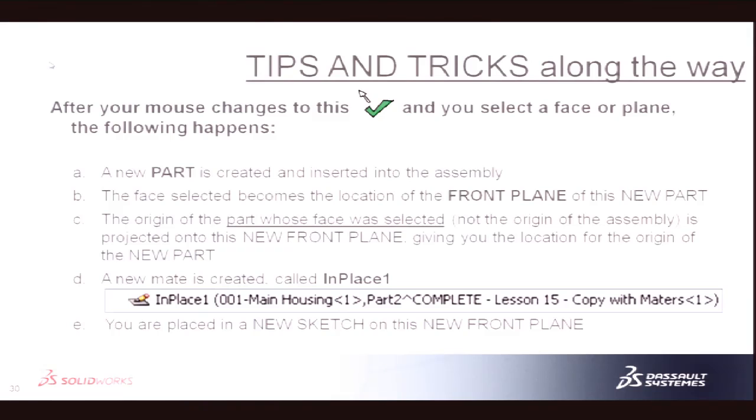I mentioned this earlier. When your mouse changes to this icon, what actually is happening? Well, a new part is created and inserted into the assembly. The face selected becomes the location of the front plane of this new part. I think everybody's pretty comfortable with that if you've ever done in-context editing. And since this is an intermediate session, I'm sure that everyone's done some in-context editing. The origin of the part whose face was selected, not the origin of the assembly, is projected onto the new front plane, giving you the location of the origin.